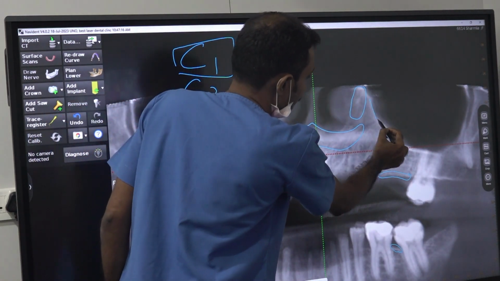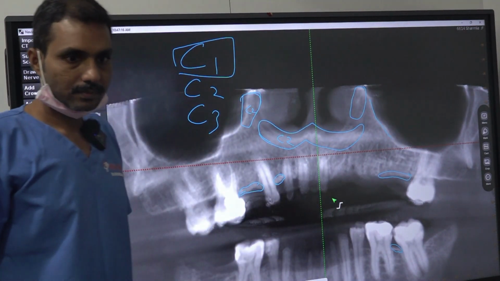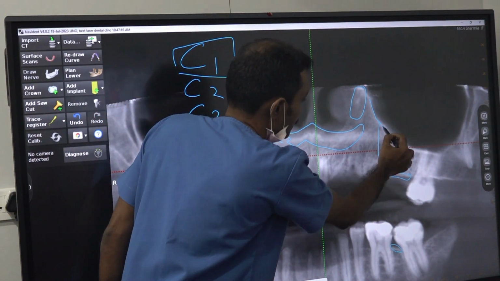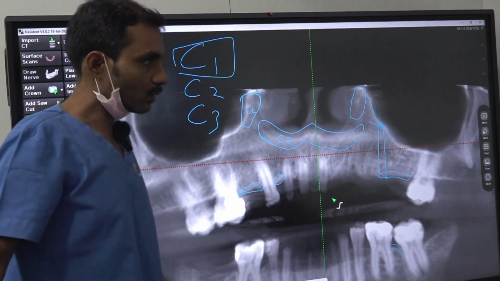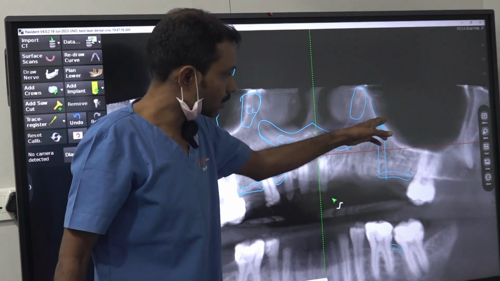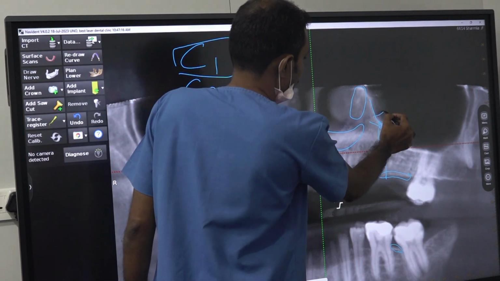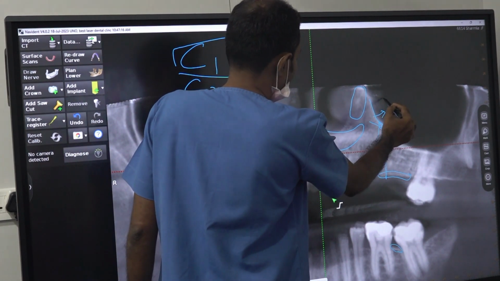The anterior sinus wall, that is yet another cortical bone. You can place an implant touching, no? Yes. Touching here. You will get good cortical support than here, no? You will get. Okay, the anterior maxillary sinus wall. This is another C2.